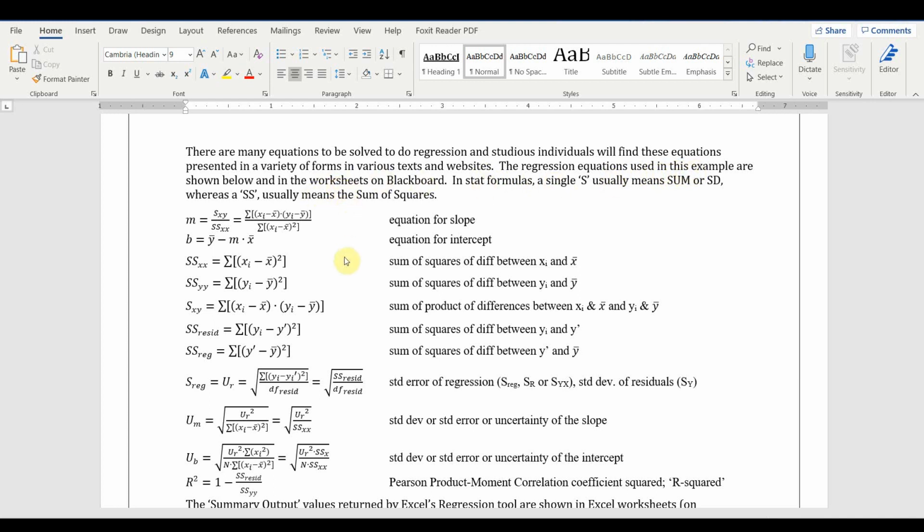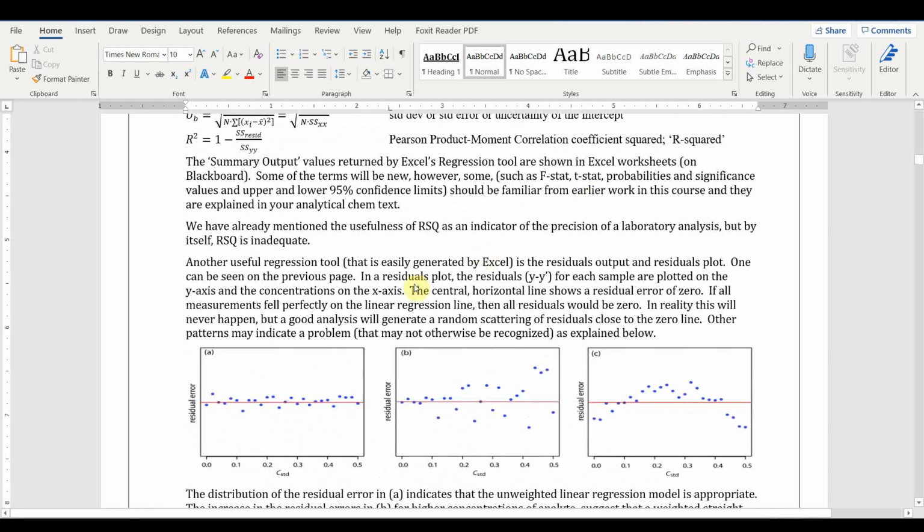We'll go into them in more detail as we need to, but just in a general sense, let me mention that when you see in a stats formula a single s, like here, that would imply a sum or perhaps a standard deviation, whereas SS typically means a sum of squares, as you see here. We will deal with each of these equations as we encounter them in the various examples.